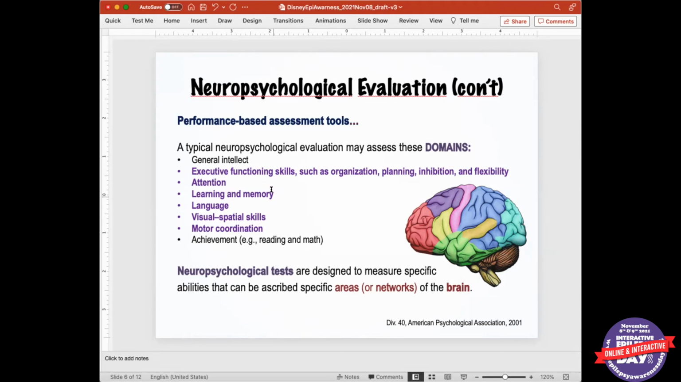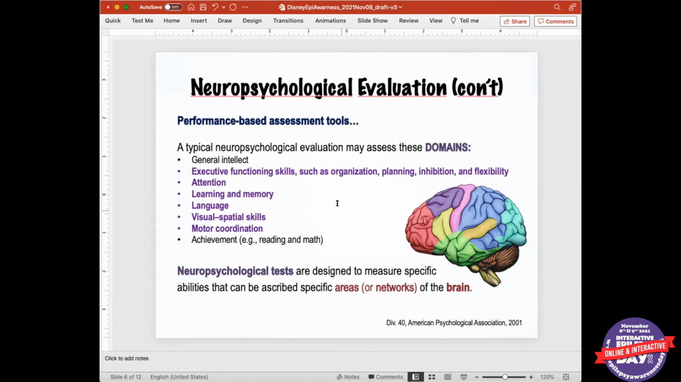Learning and memory particularly is important in things like temporal lobe epilepsy, which is the most common form of epilepsy. It's the temporal lobe right here of the brain. And so we look at the ability to initially acquire information. Does the person need repetition? Can they learn something with just one trial, or do they need multiple learning trials in order to acquire the information? And then can they retain that information over time in their memory?